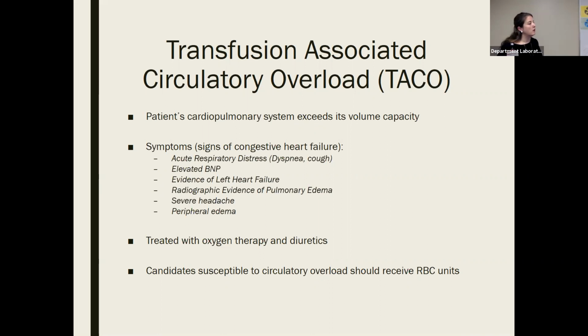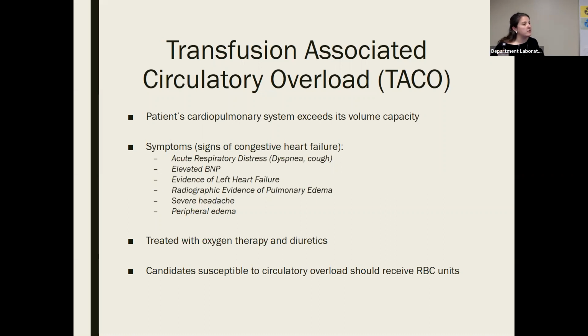Okay, so TACO. TACO is transfusion-associated circulatory overload. This is what happens when, let's say, a patient is transfused a unit of whole blood, which has red cells and plasma, when all they really needed was red cells. There are 2 specific populations that are at risk for circulatory overload. Number one are older patients greater than the age of 70, and number two is the neonatal population, so infants.